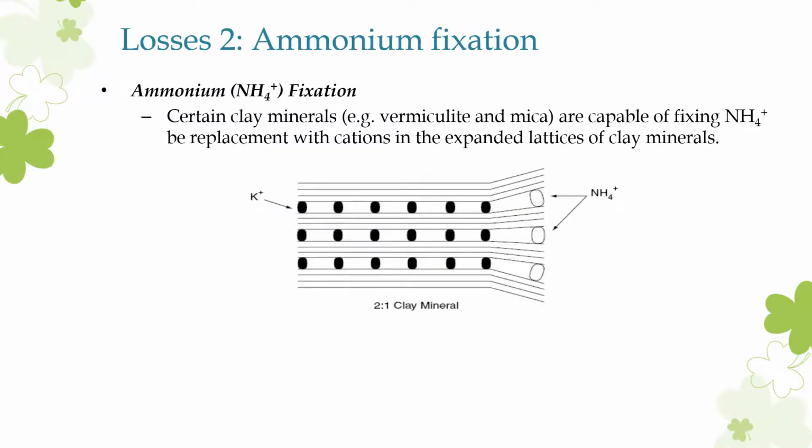The next loss of nitrogen is via the ammonium fixation. Certain clay minerals such as vermiculite and mica are capable of fixing the ammonium and replacing the cations in the expanded lattices of the clay minerals. The figure shows that the ammonium is replacing the potassium in the clay minerals.